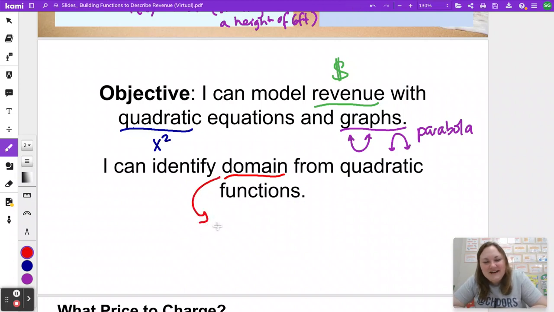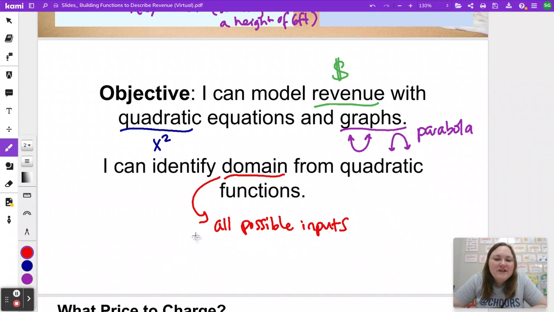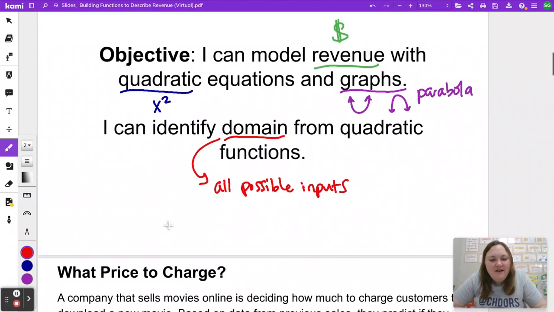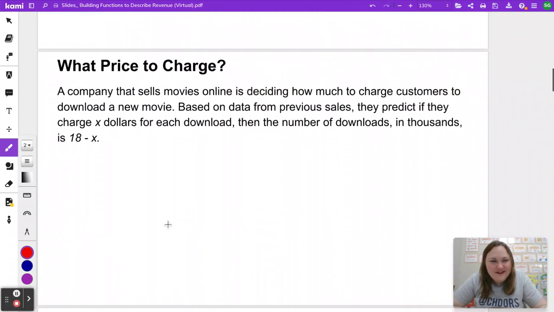Domain, we said, are all possible inputs. When you're talking about a function, you're thinking about all the different possible inputs for that situation. And so we are also going to be looking at the domain of the different quadratic situations in this lesson. We're going to start off with this story here.